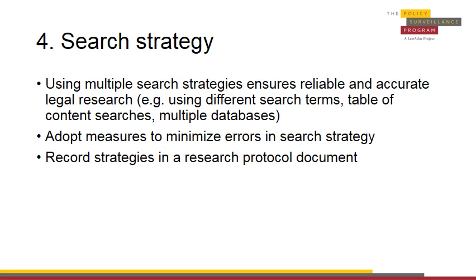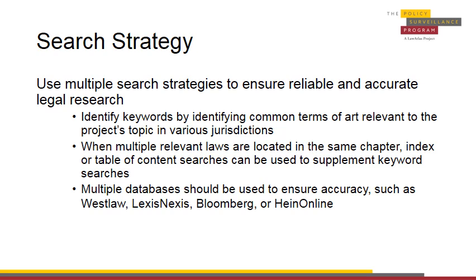A search strategy consists of the search terms, databases used, and strategies to be employed by the researchers working on a policy surveillance project. We will go into each step in more detail in the following slides. Multiple search strategies should be employed to ensure reliable and accurate legal research. Search strategies that can be employed include using multiple keywords, browsing the table of contents for relevant chapters of law, and using multiple databases to ensure accuracy.